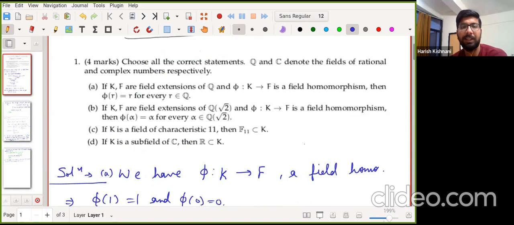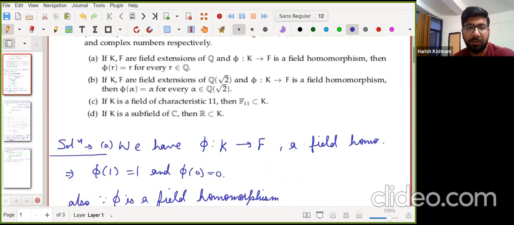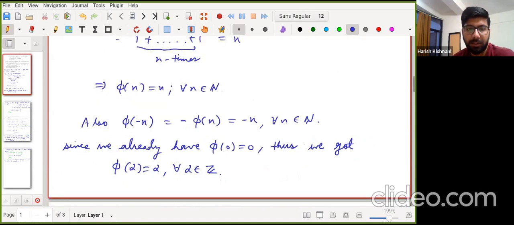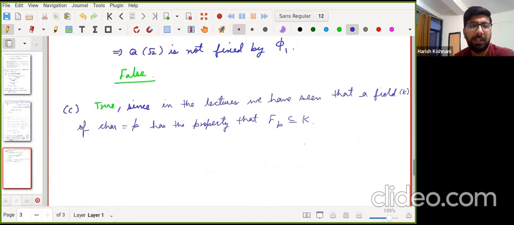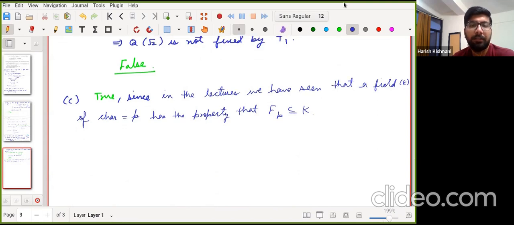Now D says if K is a subfield of C, then R is contained in K. So this is also false. Let us just see why. In the first part, we see that if something is a field extension of Q, then that contains Q. So C is also a field extension of Q. It contains Q, no doubt. But now, does a subfield of C contain R or not?